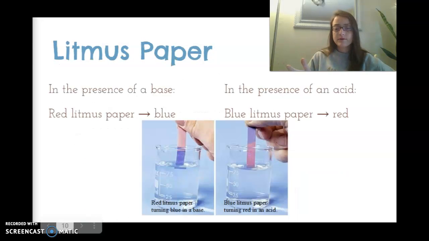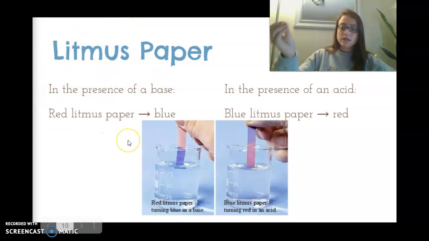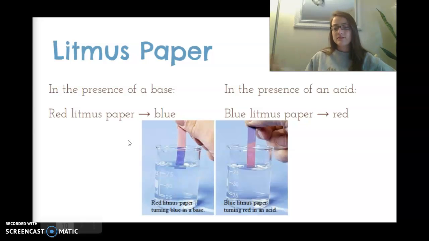And the next couple examples are just things that we might be using in class. Hoping on Thursday we're going to use some of these things. So I just want you to kind of understand how these specific pH indicators work. So litmus paper is a particular type of pH indicator, and in the presence of a base, if you dunk red litmus paper into a base, it's going to turn blue. And in the presence of an acid, blue litmus paper is going to turn red. So that's one way that we can use litmus paper to determine.